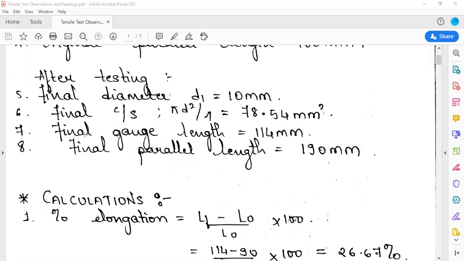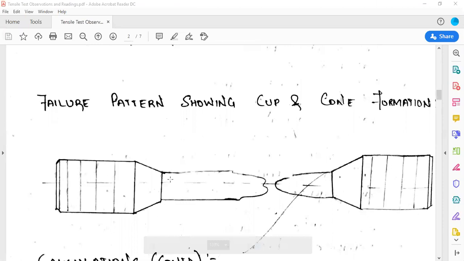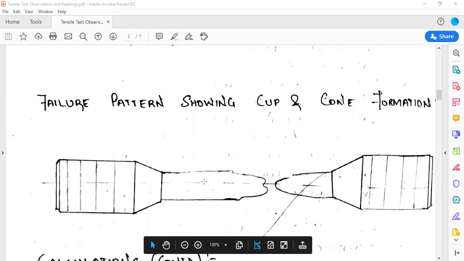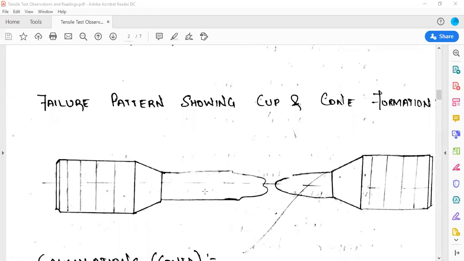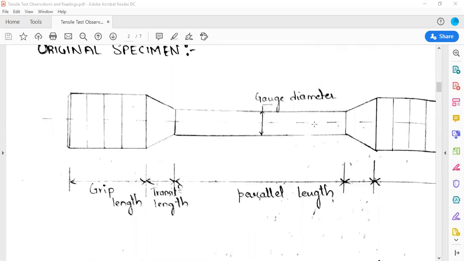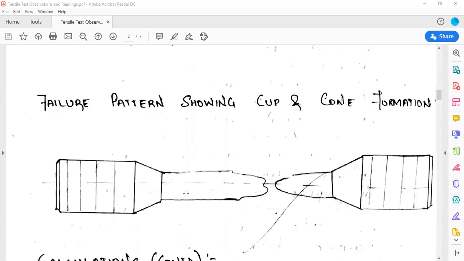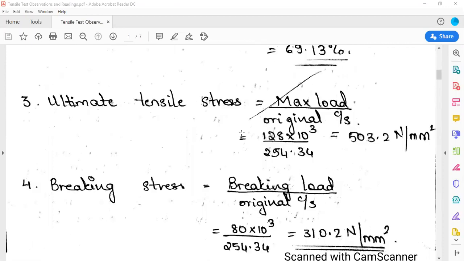After that, you need to measure the final gauge length. It is 114. Gauge length is nothing but the distance between the punch marks you make on the specimen. You need to measure that distance. In this we will be making the punch mark on the specimen. In the video I have shown you how to make the punch mark. You need to measure that gauge length. That will give the final gauge length.